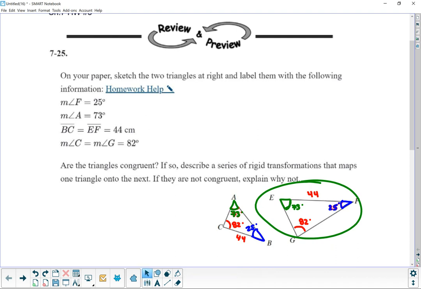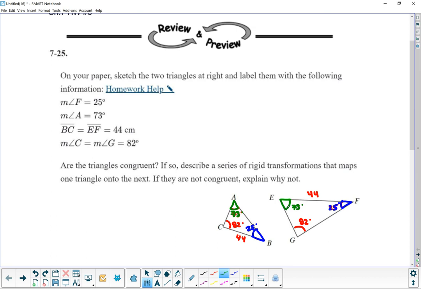So all the angles match, but angles matching does not mean that they are congruent. You need two angles and one side. It looks like I have a blue angle with 44 in the middle, and then 73. And over here, a blue angle, 44, and then the 82. So it actually doesn't match. If this 44 was right here, blue angle, 44, 82, it would work. So this one actually doesn't work.